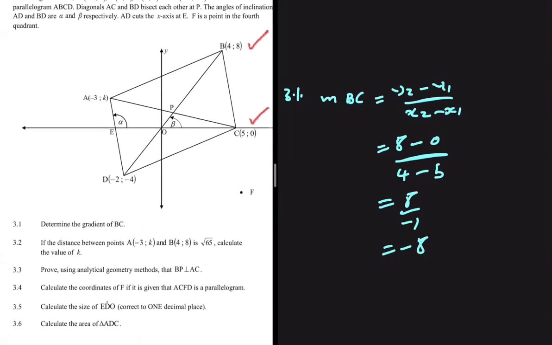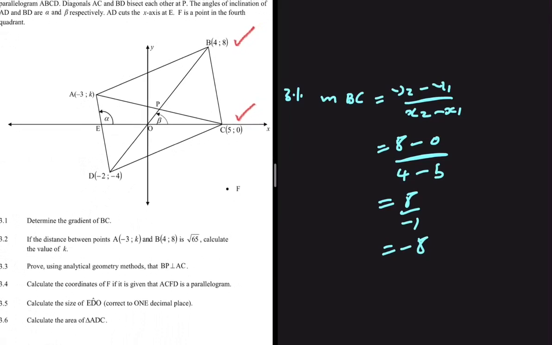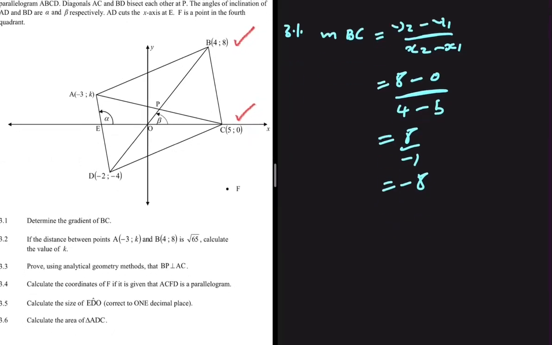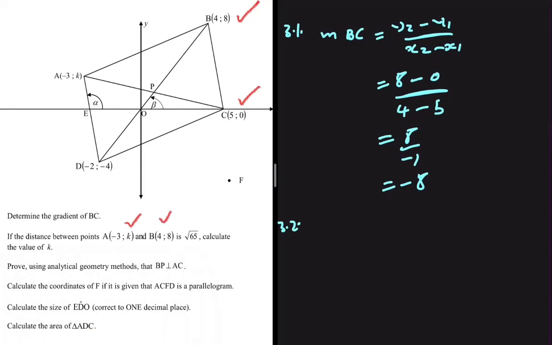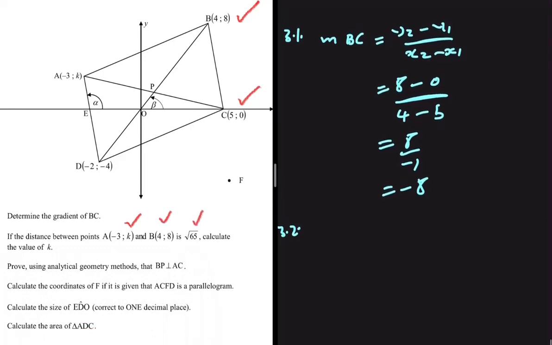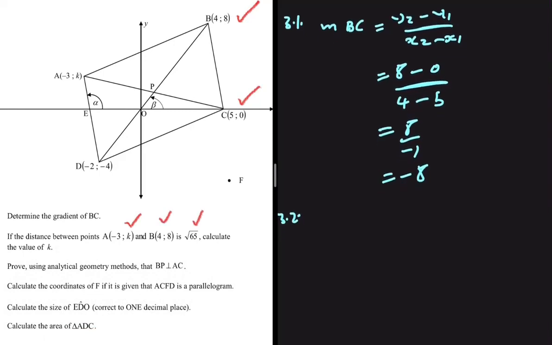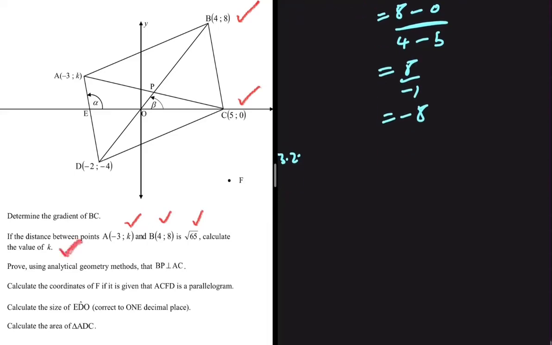Let's move forward and look at 3.2. So what does the question say? If the distance between points A and B is equals to square root of 65, calculate the value of K. So let's put that in math. They say that the distance between A and B is equals to square root of 65.